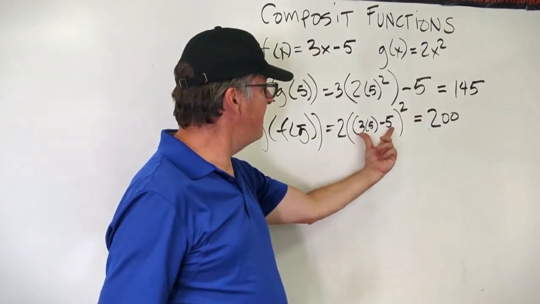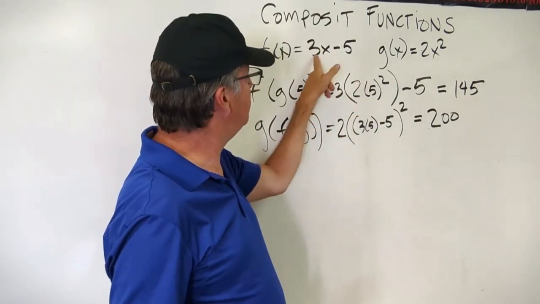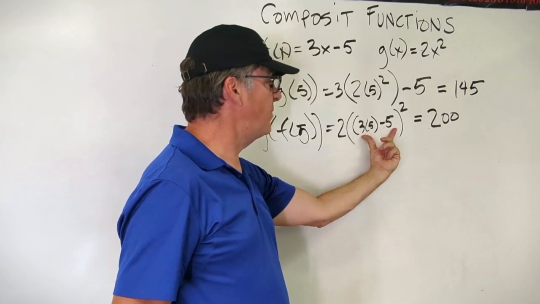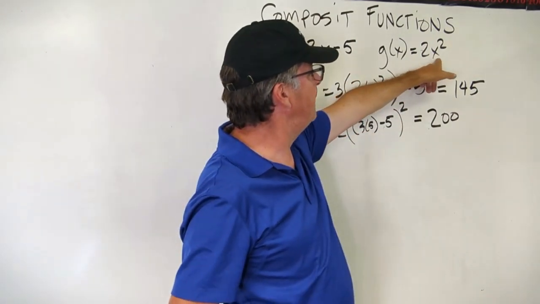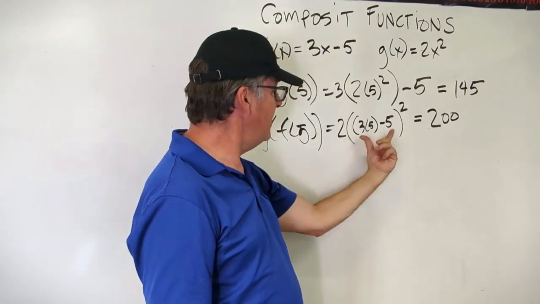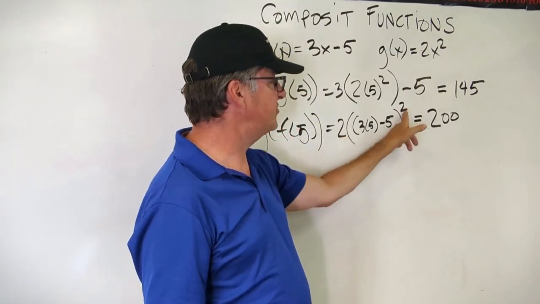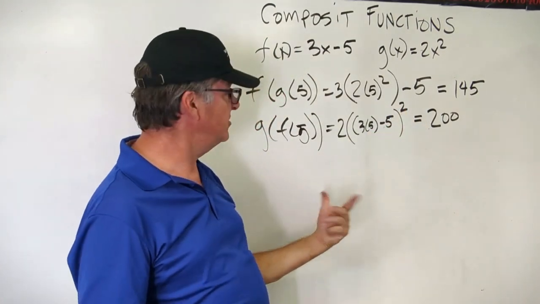So here is my f of x. It's 3x minus 5. My x value is 5, so I'm doing 3 times 5 minus 5. That's this part here. Now I take that result, that's my f of x, and I stick it in for x in g of x. So that's this 2. I'm just multiplying my f of x by 2, but I'm also squaring it, which comes first. Okay, so now this is a pretty easy calculation to do.